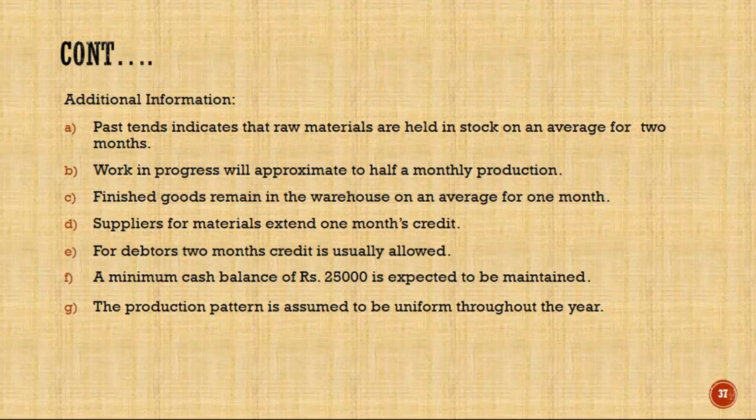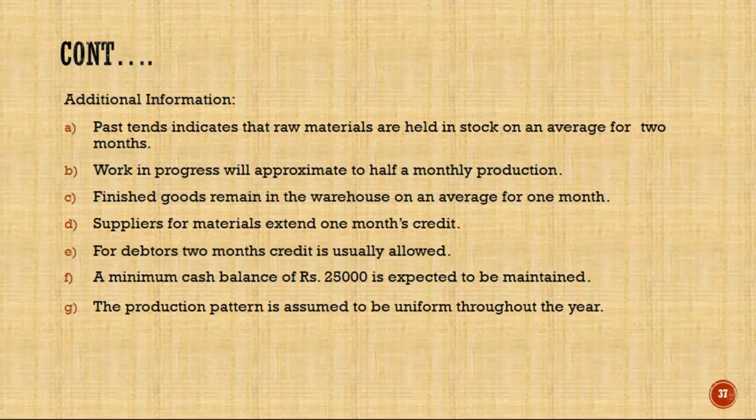Next, a minimum cash balance of rupees 25,000 is expected to be maintained. And at the end, they are saying that the production pattern is assumed to be uniform throughout the year. Okay, so looking at this additional information, you must have understood that this information is somehow concerned with a current asset and current liability. That is the two important components of working capital.